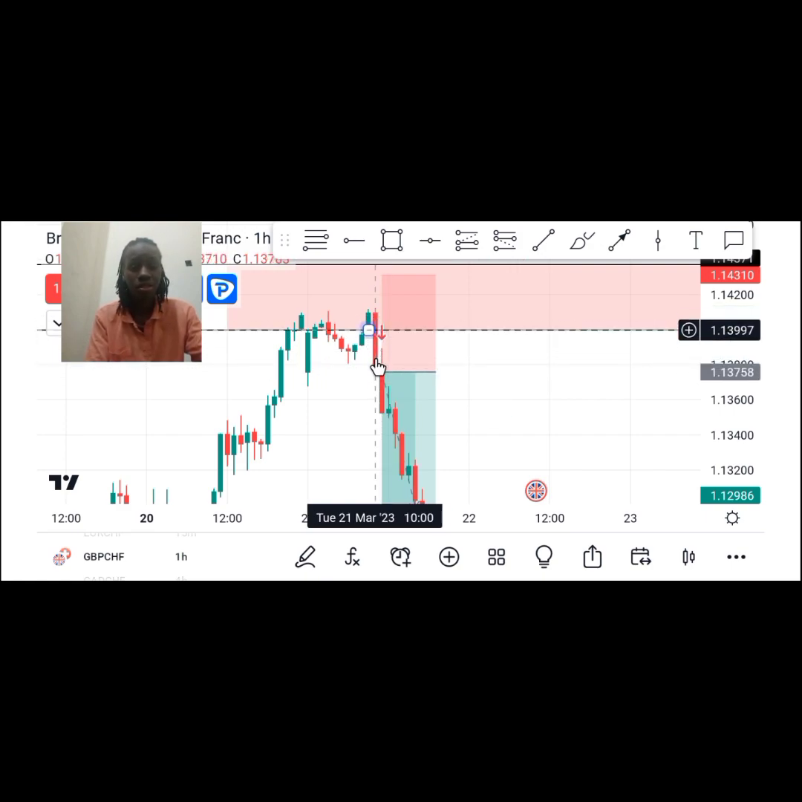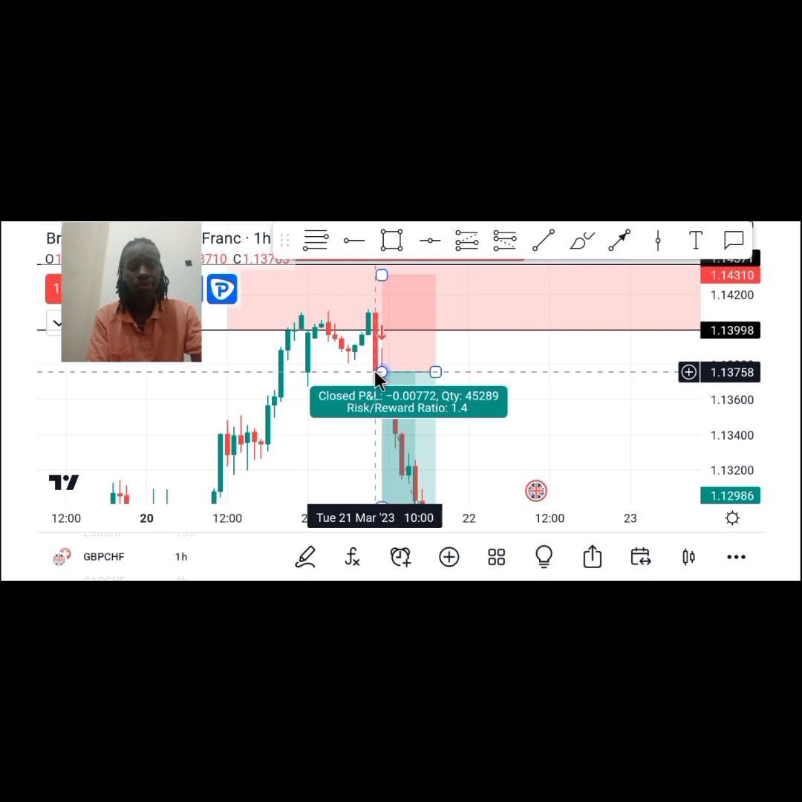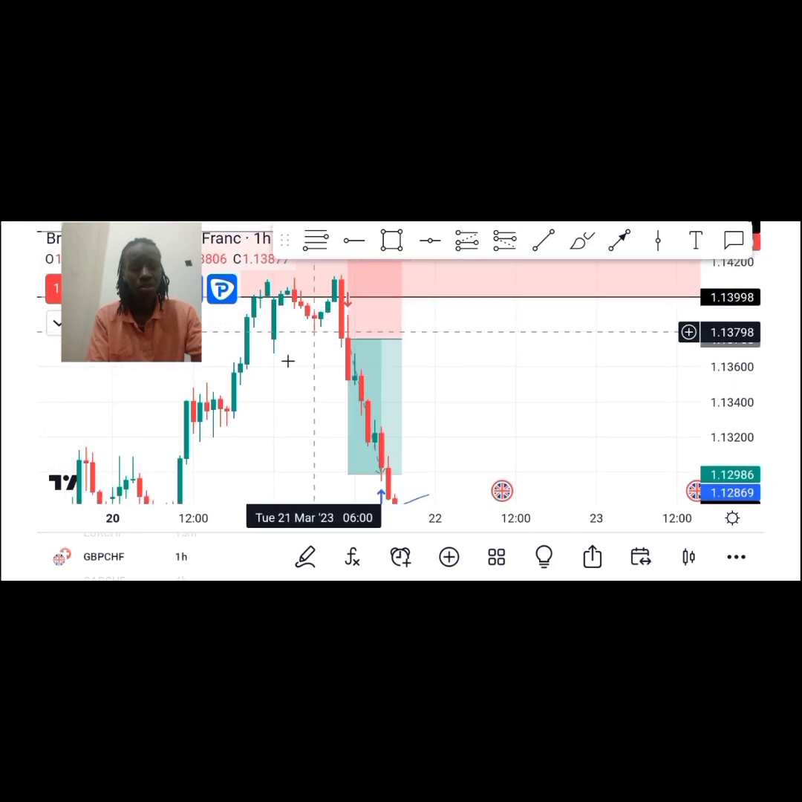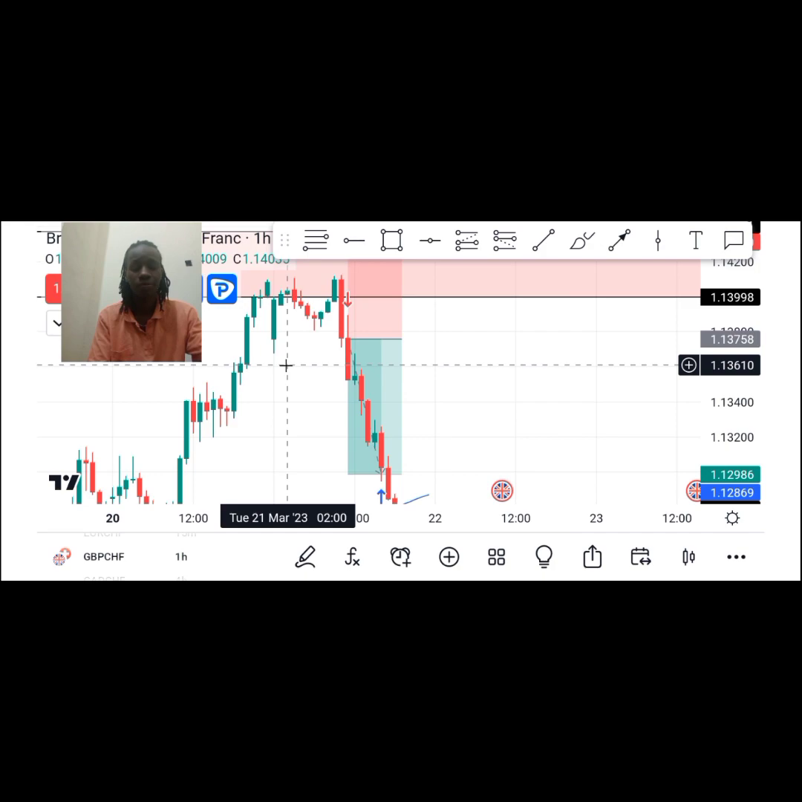So this already told me that the bears are in. They're ready to push the market down. They have come in with a lot of momentum. This is a very big candle with a lot of momentum. So the sellers are in.